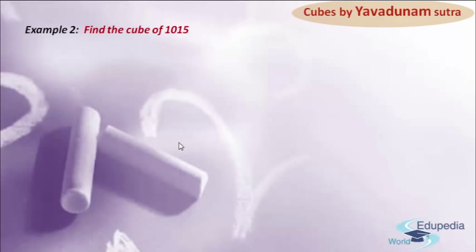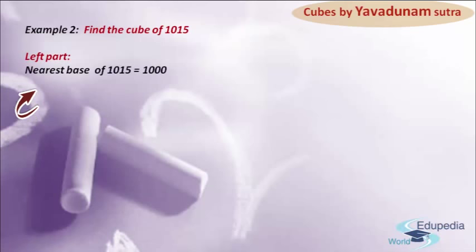So friends, in order to find the cube of a given 4-digit number, we have some parts of the process that we have to perform. The first part of the process is the left part. Here in the left part, the first step is to find the base of the given number, that is 1015. And the nearest base for the number 1015 is 1000.